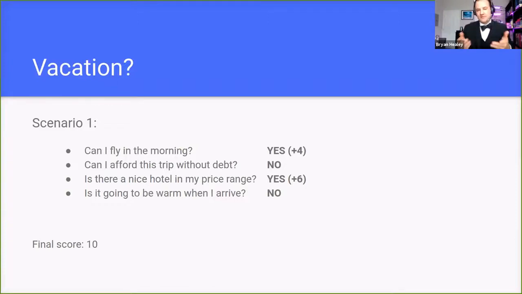Second person, can I go this trip without debt? Well, I can't. So they just don't do anything. They get a nice goose egg. Third one, is there a nice hotel in my price range? There is. They get their weight, which they assigned as 6, and pass it along. And is it going to be warm when I get there? No. Well, they also get a 0. So now all of these final values, 4 and 6, 0 and 0, get added up, and then they get passed on to the output nodes.